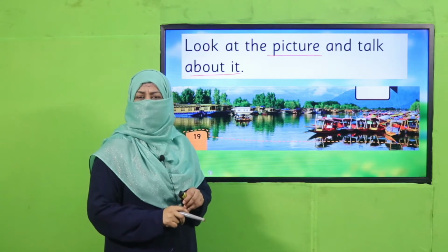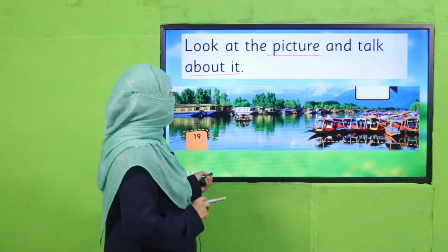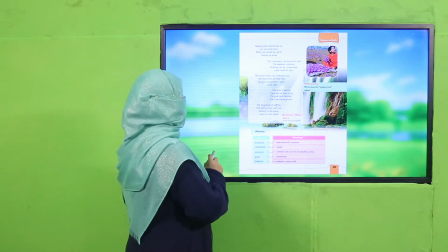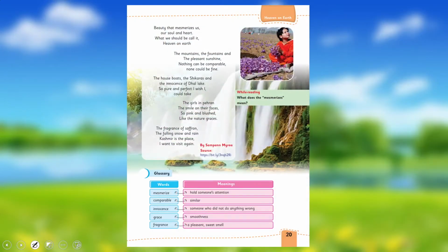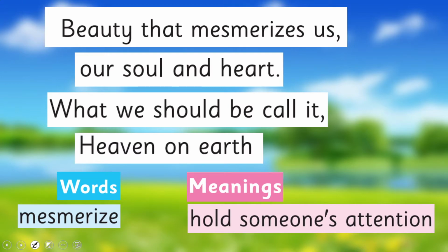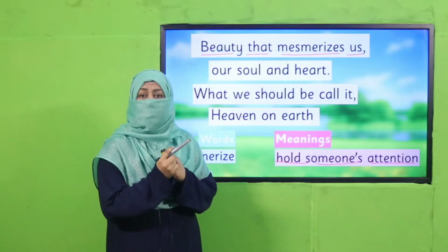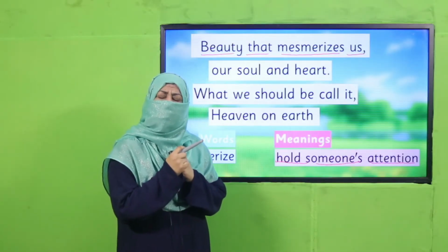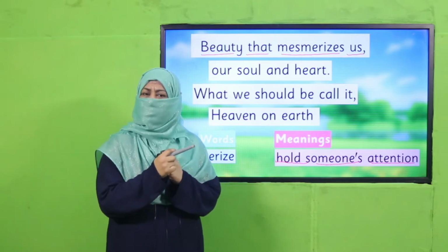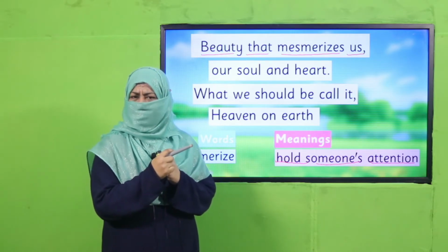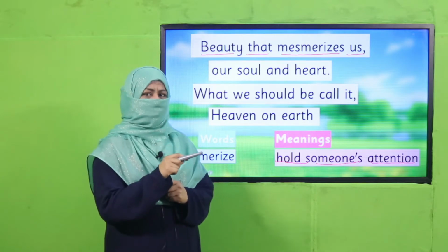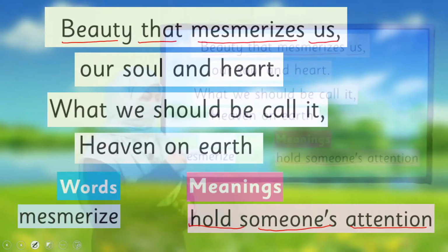Yes, my dear children, I hope all of you mentioned many beautiful things. So we are going to learn further. This is a beautiful poem. Let's understand its words. Beauty that mesmerizes us. And what does mesmerize mean? Hold someone's attention, like it takes you in a spell. You look at something and keep looking at it, wow, subhanallah, Allahu Akbar. Ever it happens to you? Okay, if yes, pause the video and answer the question to your teacher.